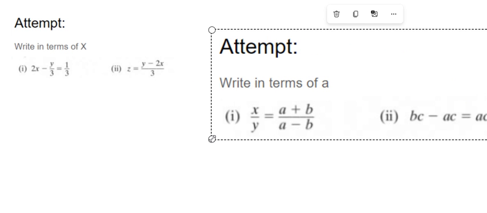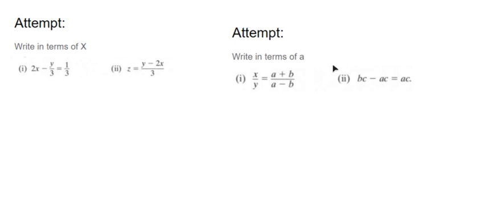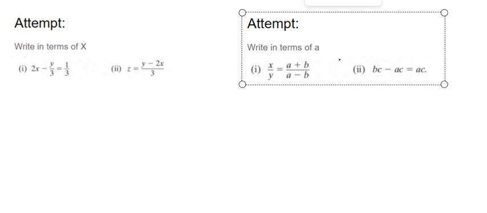Right, here's some more then. If you want to pause the video and try them yourself, you can, and play it on, and I'll go through the answers.